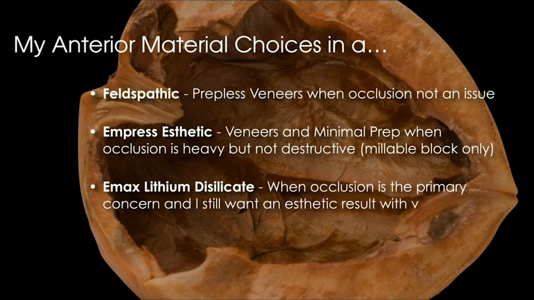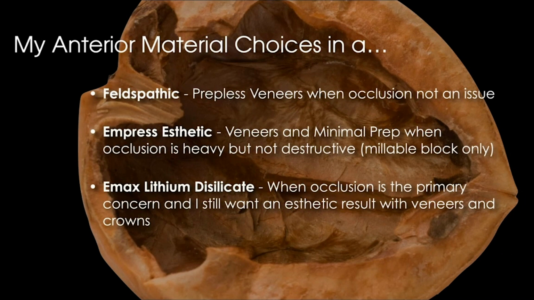Another good material that seems to be in vogue and popular for a lot of users in a lot of situations is e.max or any lithium disilicate porcelain, when the occlusion is the primary concern and I still want an aesthetic result with veneers and crowns. The occasional anterior bridge can be done in e.max as well, because it's a lot stronger than the other two.